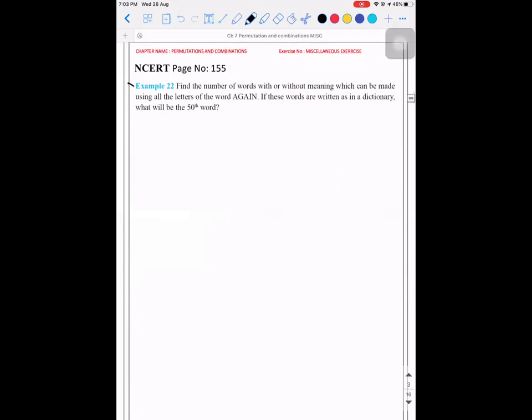So this is an important question again. This is a very, very important one. Mark it. This I will solve. Listen to me. Find the number of words with or without meaning which can be made using all the letters of the word AGAIN. If these words are written as in dictionary, what will be the 50th word? The first part of the question is easy. So first part is, what are they saying?